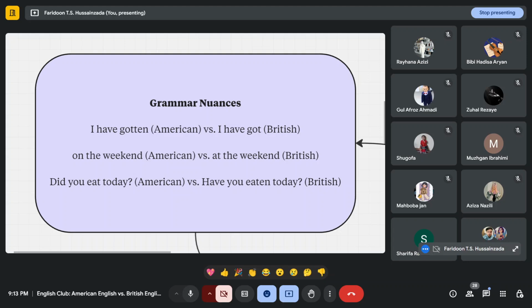But again, who knows which one is better? It's all about the usage, where you are, who you're talking with. If you're talking with an American and you say, "Have you eaten today?", maybe this one will not sound very nice. For them, "Did you eat today?" is much more common. It feels more natural than saying, "Have you eaten today?" Got it?